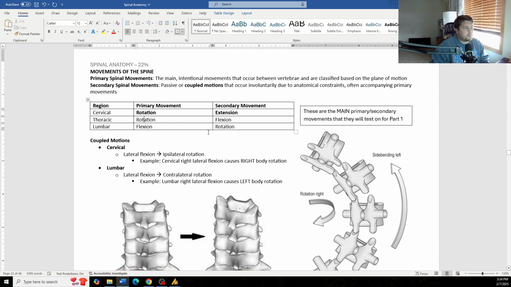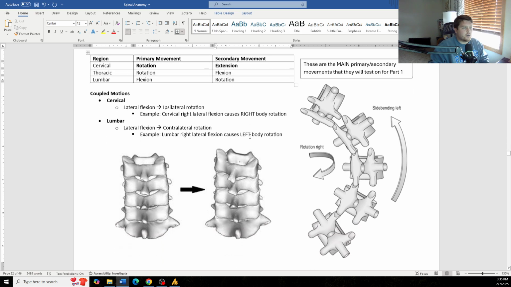The thoracic primary movement, again, is going to be rotation as well. And then the secondary movement is going to be flexion. So with rotation, we also get flexion within the thoracic spine. And then the lumbar, our main movement is flexion. And then again, we also get rotation with that.